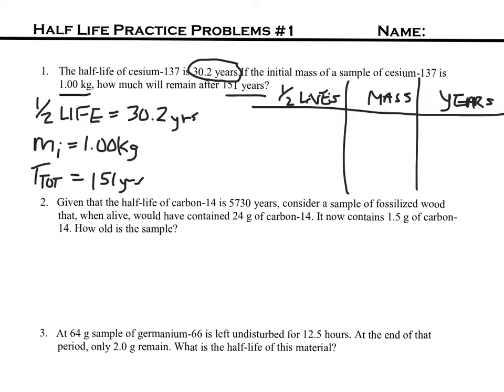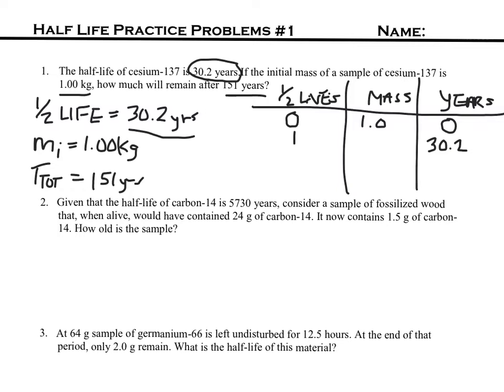So first of all, before any time has gone by, so 0 years have gone by and no half-lives have gone by, meaning 30.2 years haven't passed, we know the starting mass of this object was 1.0 kilograms. We know that it sits for 151 years. So if one half-life passes, that's a total of 30.2 years. Why? Because one half-life is equal to 30.2 years.